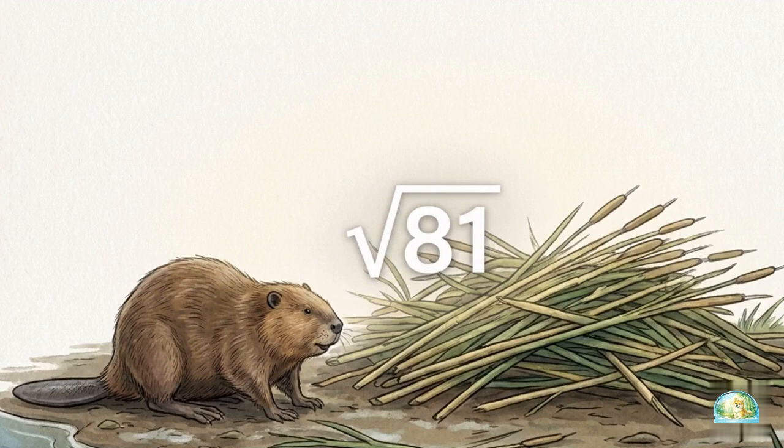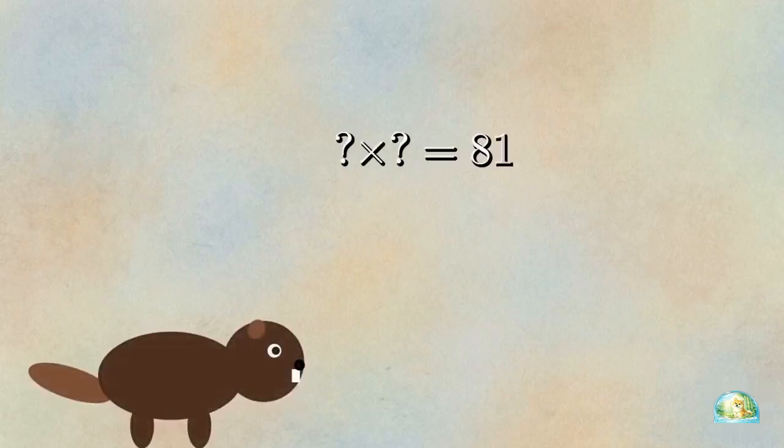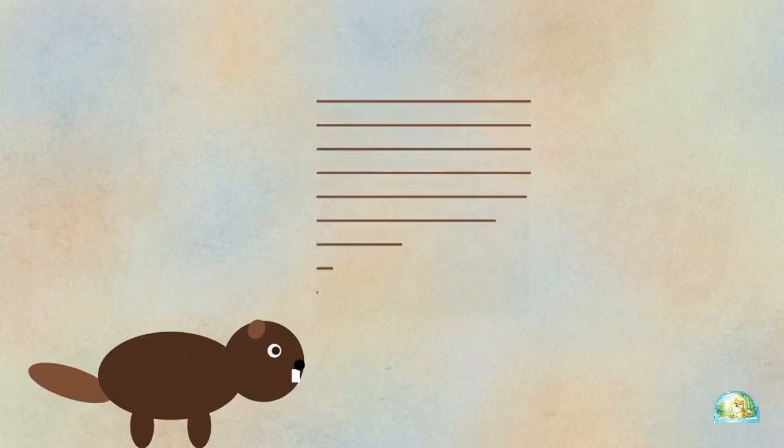Let's start with a perfect square. We need to evaluate the square root of 81. This animation shows how we approach it. We ask, which single number multiplied by itself yields 81?